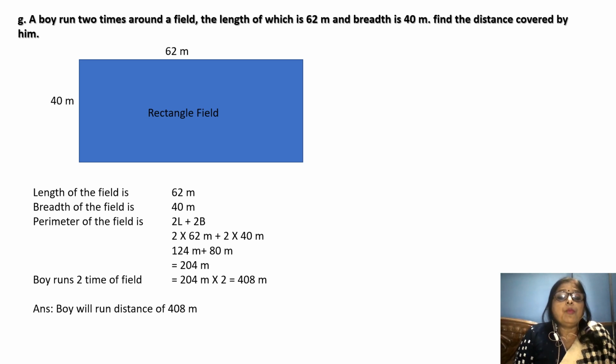Next, G. A boy ran 2 times around a field, the length of which is 62 meter and breadth is 40 meter. Find the distance covered by him. So first you draw the rectangular field, and its length is 62 meter and the breadth is 40 meter. Now, the boy wants to run along this field, and he is running 2 times around the field. So how much distance will be covered by the boy?